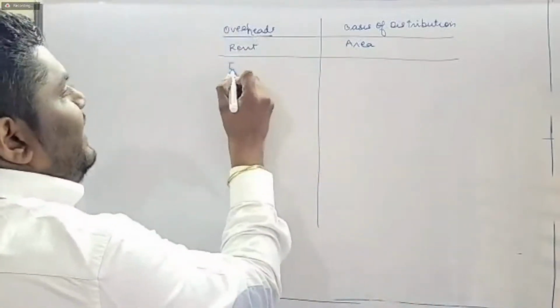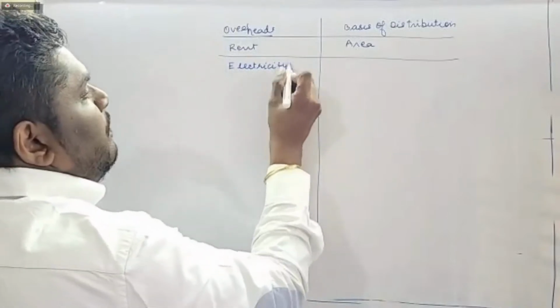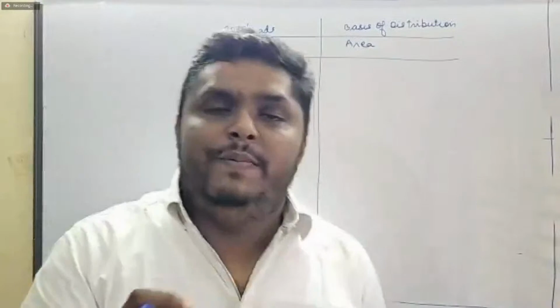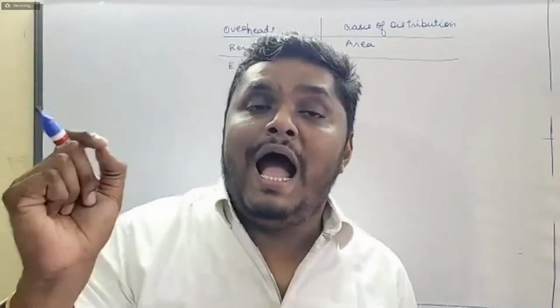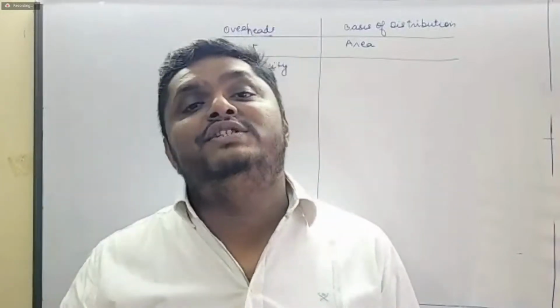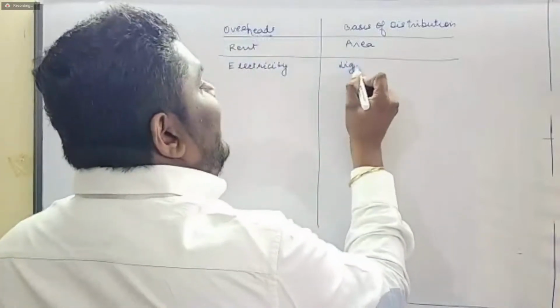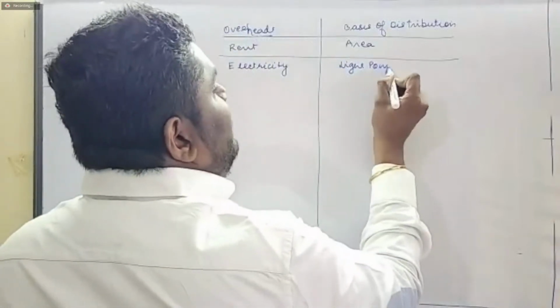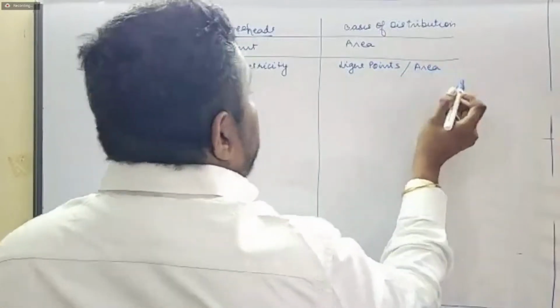When talking about electricity, it should be distributed on the basis of light points. However, if light points are not given, then it can be distributed on the basis of area. So if light points are given separately, it's fine, else area.